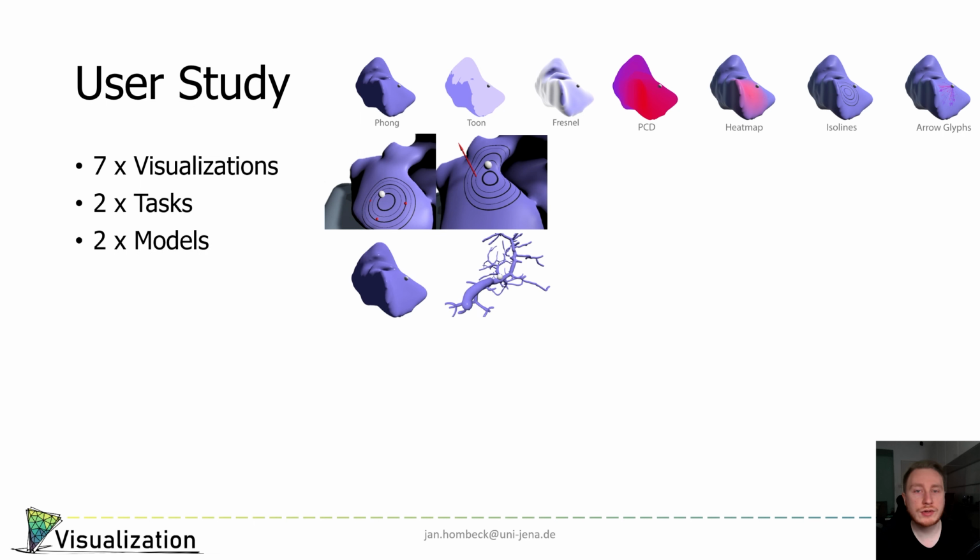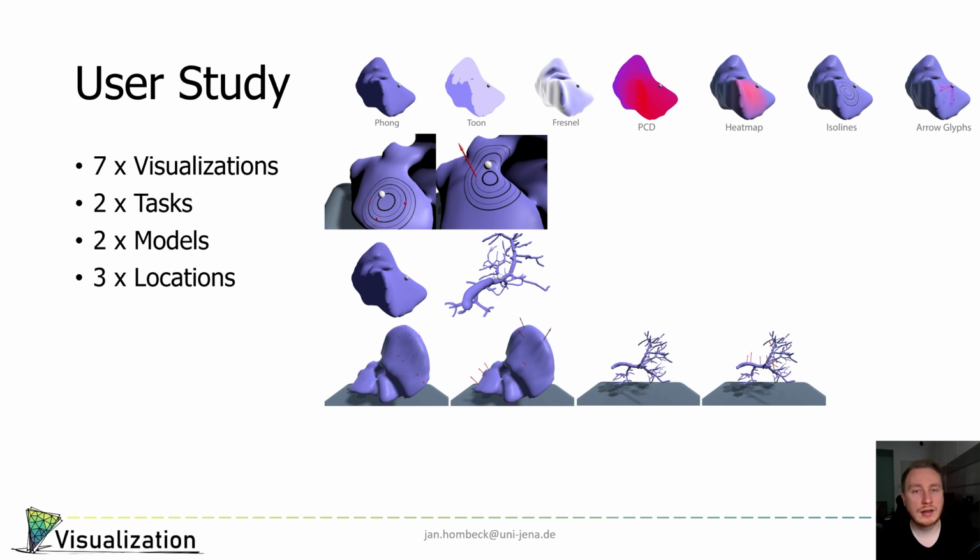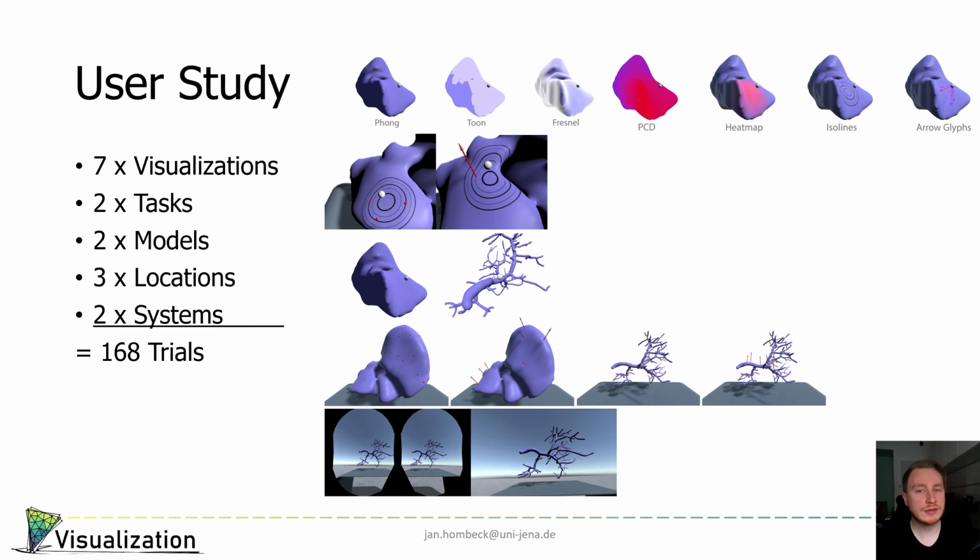In addition, we included two different types of meshes in our study. We did this because some visualizations might benefit from a more uniform mesh, while others might benefit from a more complex structure. We included a liver model as our uniform model and the vessel tree as our more complex one. All those configurations are then repeated at 3 different locations. And last but not least, we performed the study once as a desktop and once as a VR application, resulting in about 168 trials per participant. Each of our 56 participants took roughly an hour to complete the study.